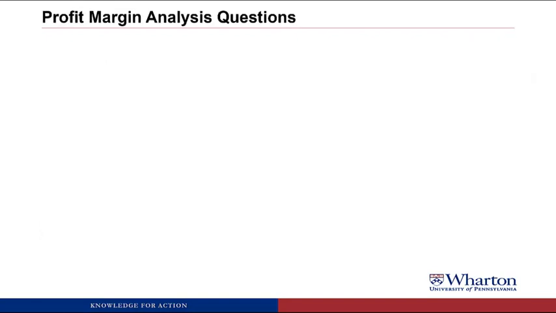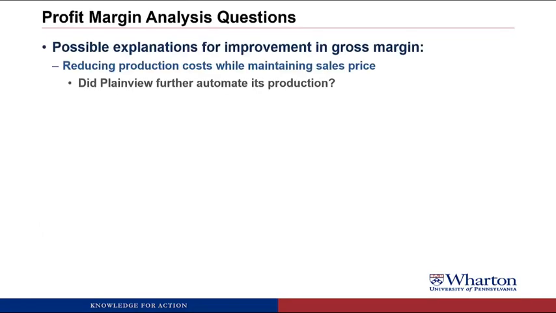So our profit margin analysis tells us that gross margin was the big driver of Plainview's success. Now we have to think about what are some possible explanations for this improvement in gross margin. Was Plainview able to reduce production costs while maintaining sales price? So we'd have the question of, did Plainview further automate its production?